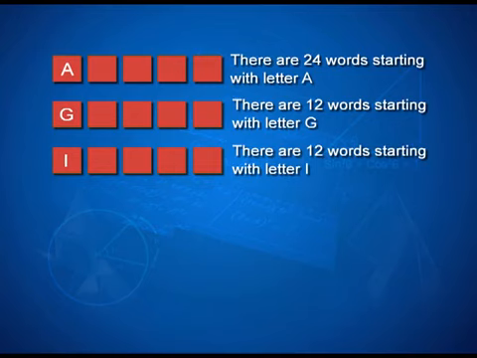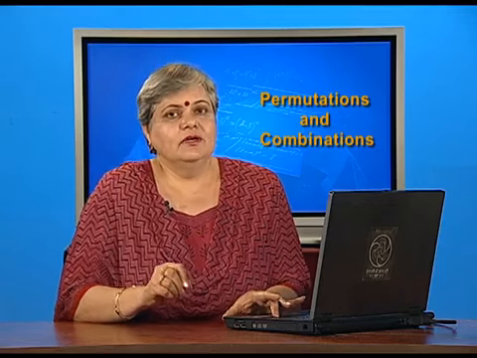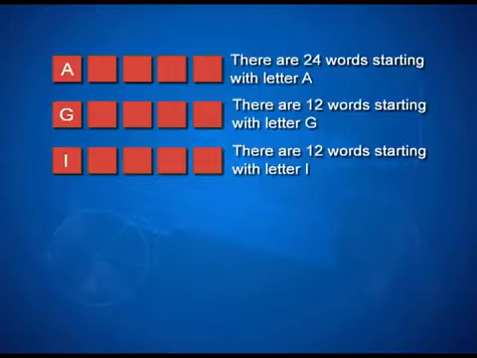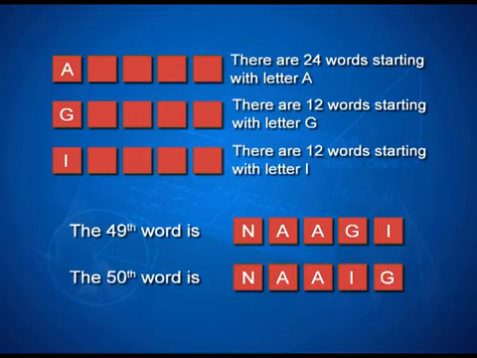So, we already have how many? 48 words taken care of, 24 plus 12 plus 12. The question was to figure out the 50th word. So, the 49th word, what would it look like? It will start with obviously N, and alphabetically when I arrange the letters, I would get a word like N-A-A-G-I. What will therefore be the 50th word? Obviously, the only possible permutation will happen between G and I. So, I get a word looking like N-A-A-I-G.